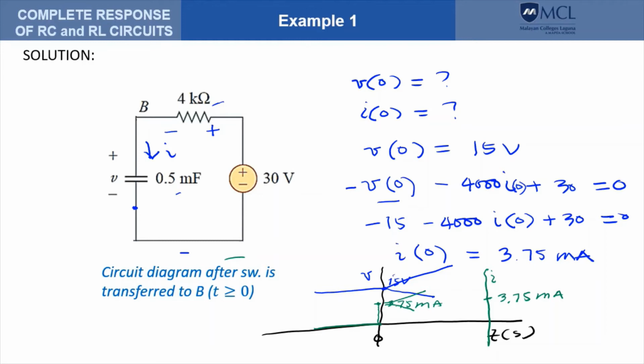But for this problem, we're just interested in the initial conditions, and those are the voltage at t equals 0 and the current at t equals 0. Take note that the voltage across the capacitor just after the switch is transferred to B is still 15 volts. And the current just after t equals 0 is also 3.75 milliamps.